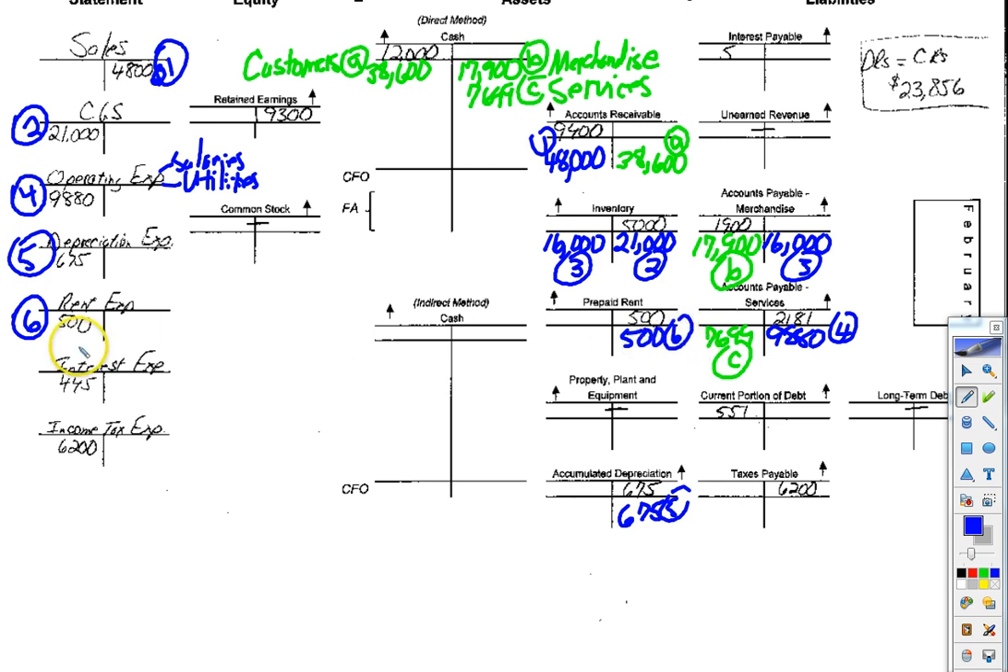So we have a debit to rent expense, a credit to prepaid rent, the account, right? The double T account is in balance, so that means no cash was paid.